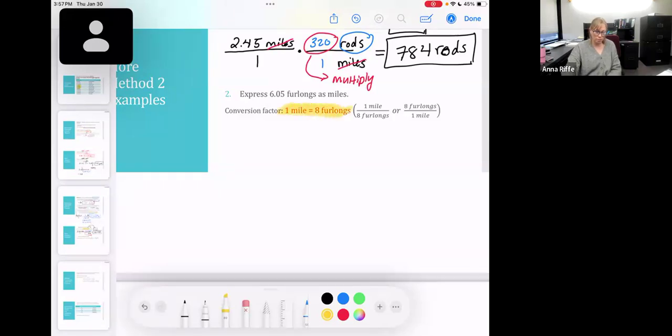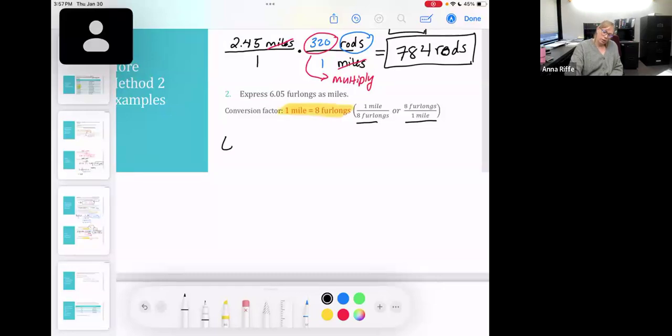So we're going to set this up using a unity fraction. Our conversion factor that we're given on that chart is 1 mile is equal to 8 furlongs. With that, we can make two different unity fractions. And we have to determine which of those we're going to use.